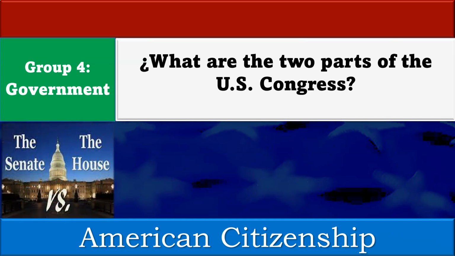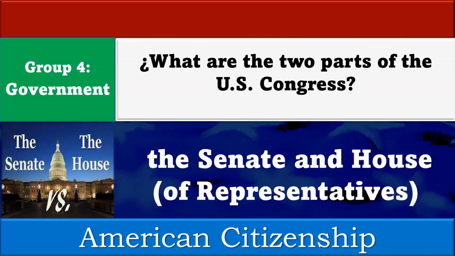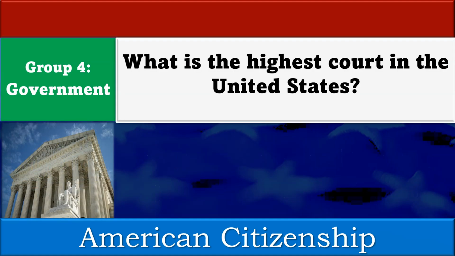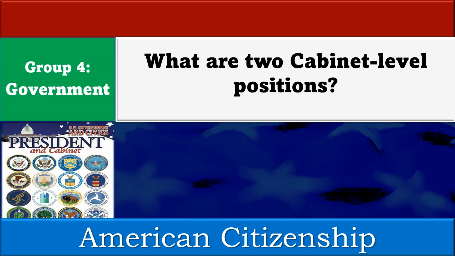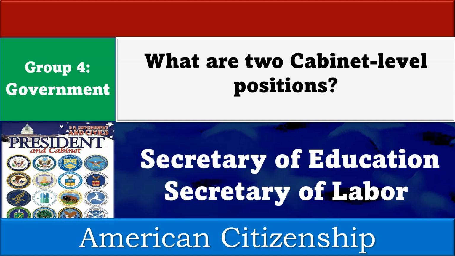What are the two parts of the U.S. Congress? The Senate and the House of Representatives. What is the highest court in the United States? The Supreme Court. What are two cabinet-level positions? Secretary of Education and Secretary of Labor.